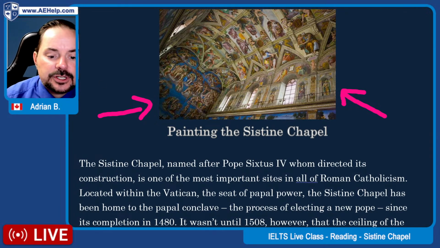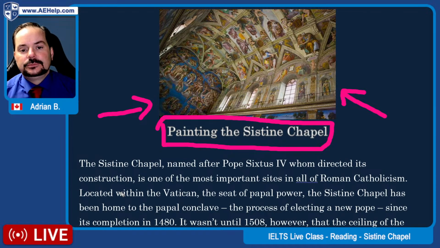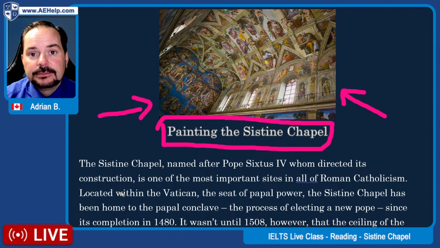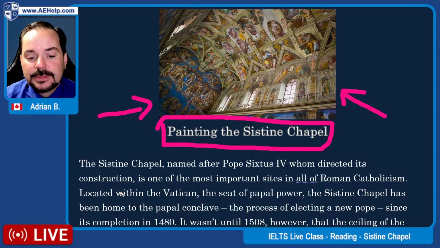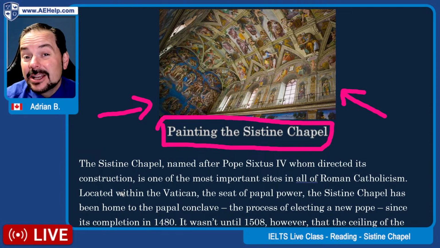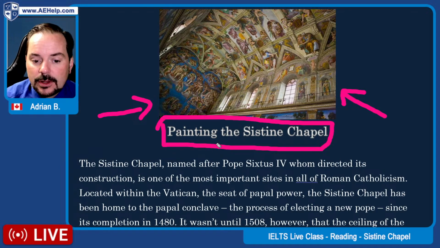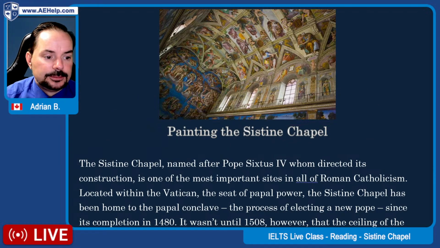Okay, so that's your first step. And then you look at the title, Painting the Sistine Chapel. So I ask myself, what is this going to be about? Well, the history, the challenges, the difficulties, the accomplishments, the value of the painting, the meaning of the painting, the life of the painter, the artist. All of those could be included here. So I'm thinking about that when I look at the title, Painting the Sistine Chapel.